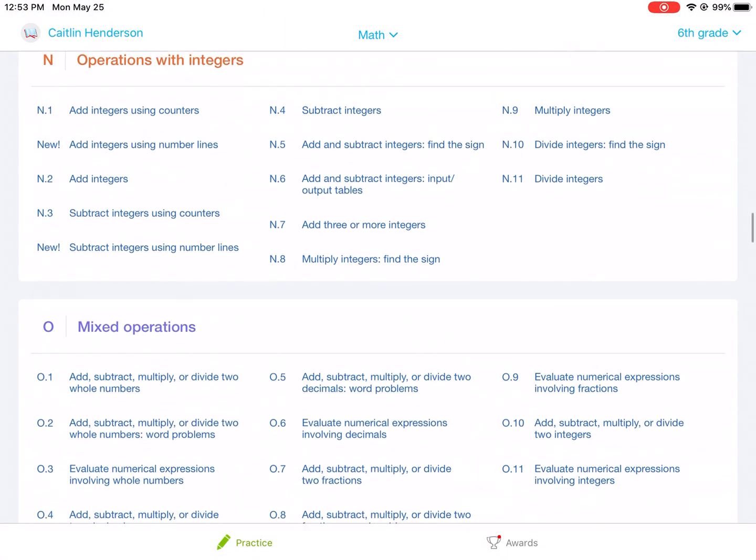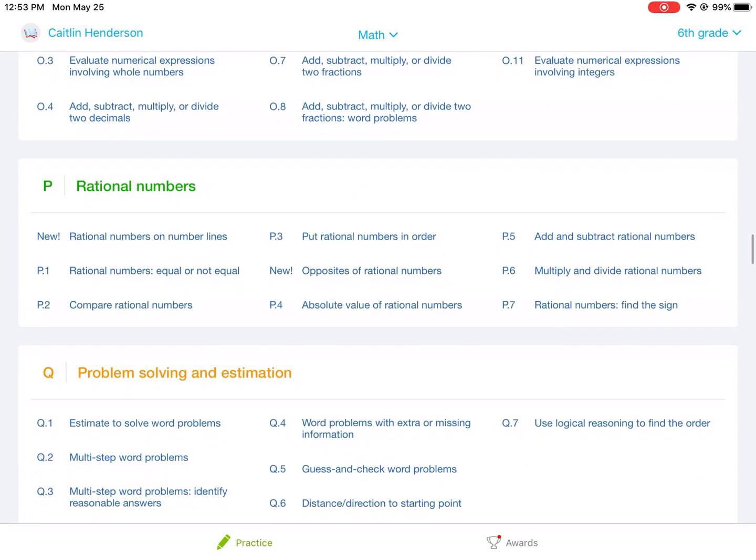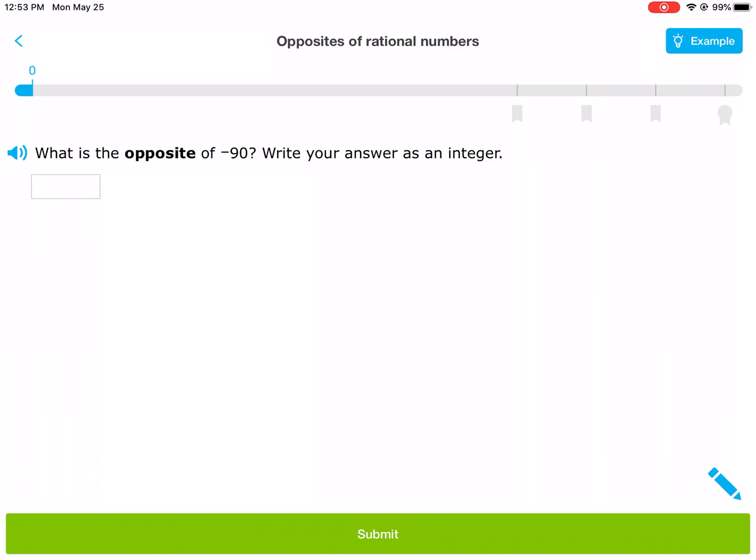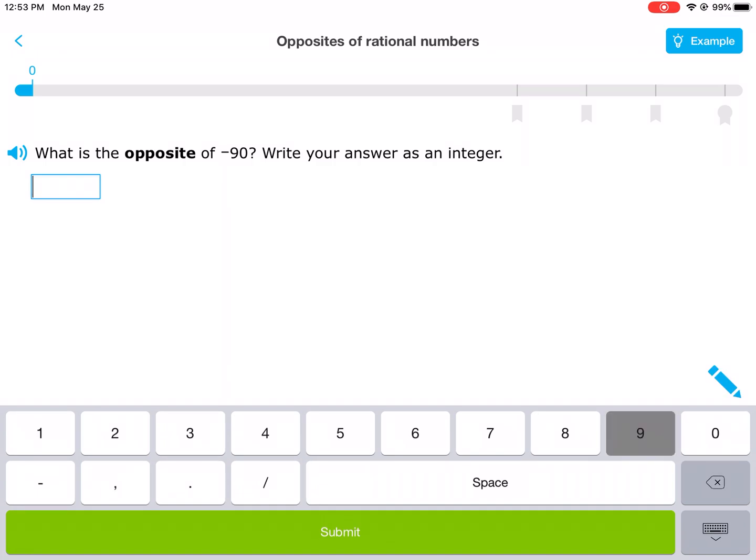All right, then you're going to scroll down to P. Okay, remember there are 2 of those new strands, but you're doing the one that's in between P3 and P4, so it says opposite of rational numbers. So these rational numbers can be integers, whole numbers, natural numbers, or they can be any value that can be written as a fraction. So what is the opposite of negative 20? Opposite of negative 20 is going to be positive 20.